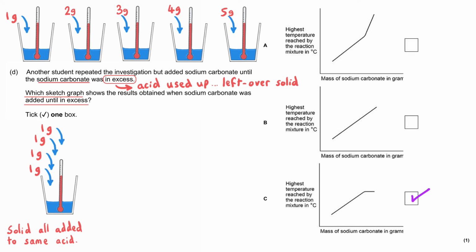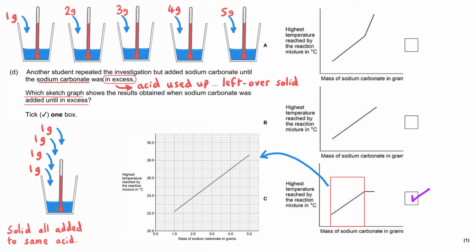And C is actually the correct answer, because what we would expect is the increase in temperature as we add more sodium carbonate, exactly how we found for our reaction for the first student. But once we reach an excess of sodium carbonate, it doesn't matter how much more we add, we will not reach a higher temperature because there is no acid left for that sodium carbonate to react with. And that's why that temperature doesn't change after this point. This point here, whatever that number might be, that is the point where we are adding an excess of sodium carbonate.